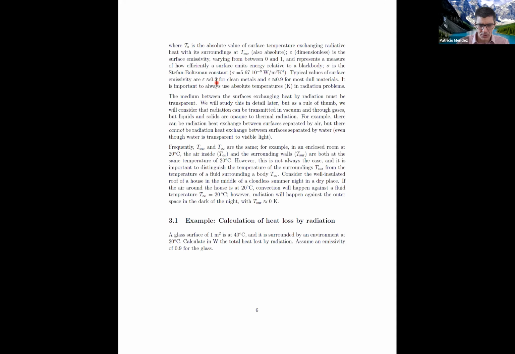So how would you make a calculation of heat loss by radiation? Let's look at an example, the same as before, but now from the point of view of radiation. Something I would like to clarify: radiation is exchanged between two surfaces. Radiation, the way we're going to see it in this class, is not a volumetric property.